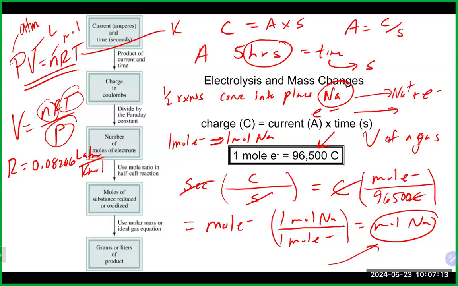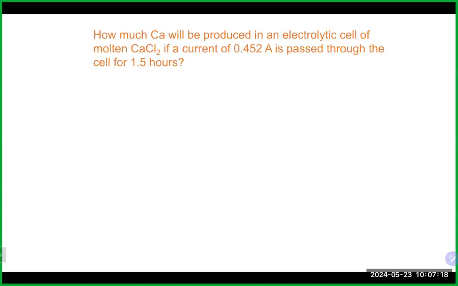All right, let's take a look at one together. We want to know how much calcium would be produced in this cell if we ran it at a current of 0.452 amperes and passed it through the cell for 1.5 hours. Reminder, we are starting with calcium chloride, and we are going to break it back apart into calcium and chlorine.